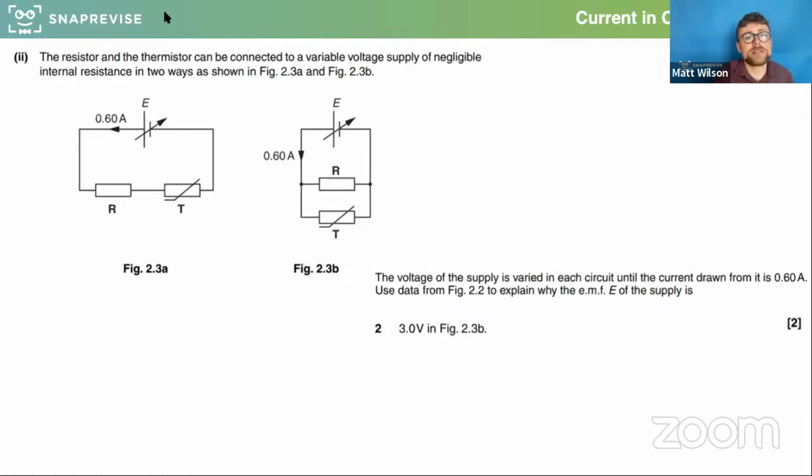So there's a lot of references to different figures here, so let's just be careful. What are they asking us to explain? Why the EMF of the supply is 3 volts in figure 2.3b. They want us to explain why this EMF should be 3 volts. So we don't care about this figure at all for the sake of this question. And what should we use? Figure 2.2. Where's figure 2.2?